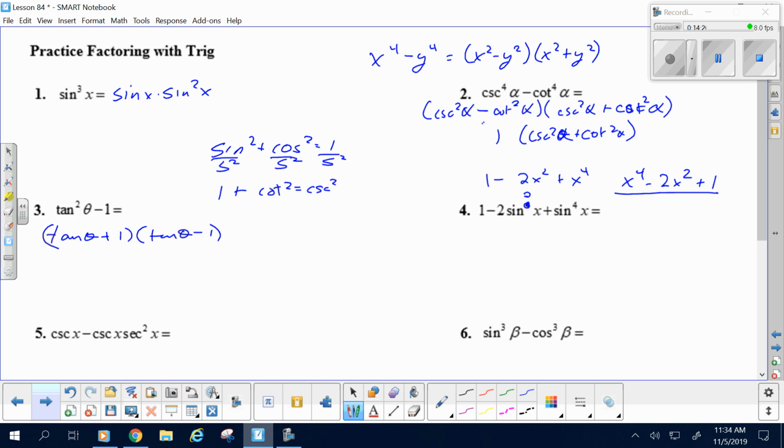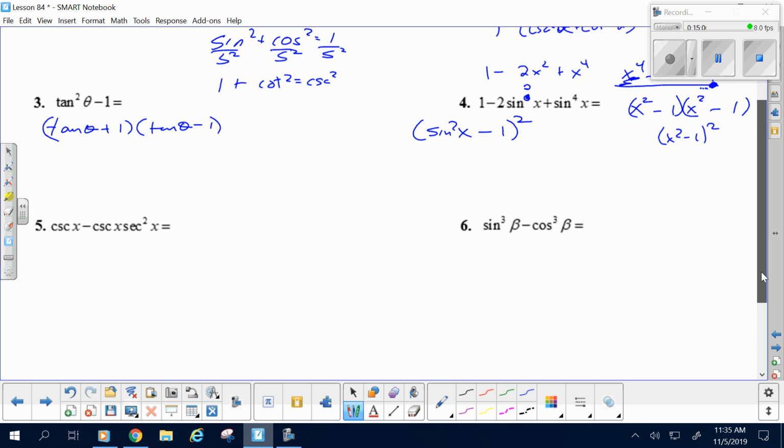Here, what is this? How's this factor? 1 times 2. Come on, people. I don't know. What are the factors of x to the 4th? x squared and x squared. What are the factors of 1? 1 and 1. And what do the signs have to be to add to negative 2? Negative 2. Okay? So that's x squared minus 1 all squared. It's a squared pattern. So this is the same as sine squared minus, not minus 2, minus 1, all squared.